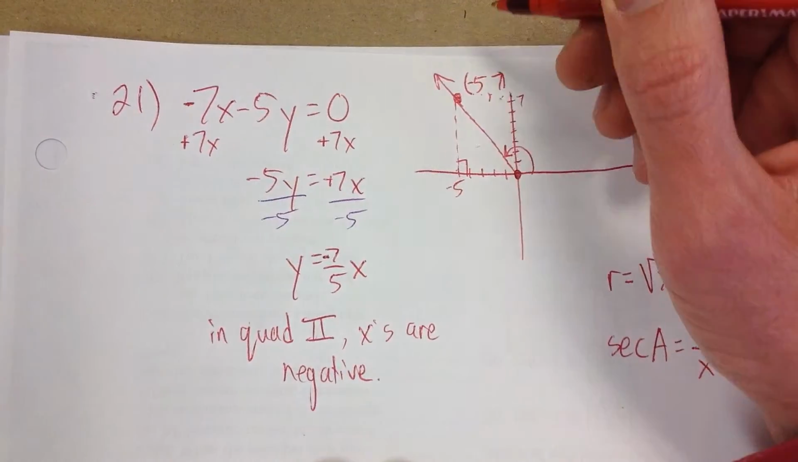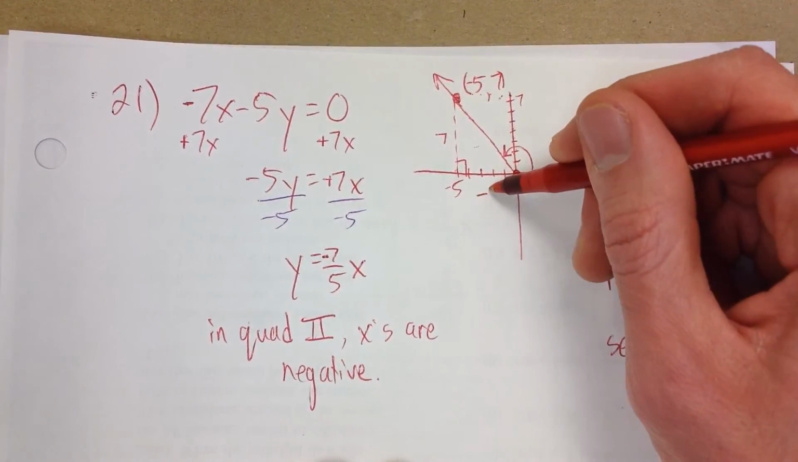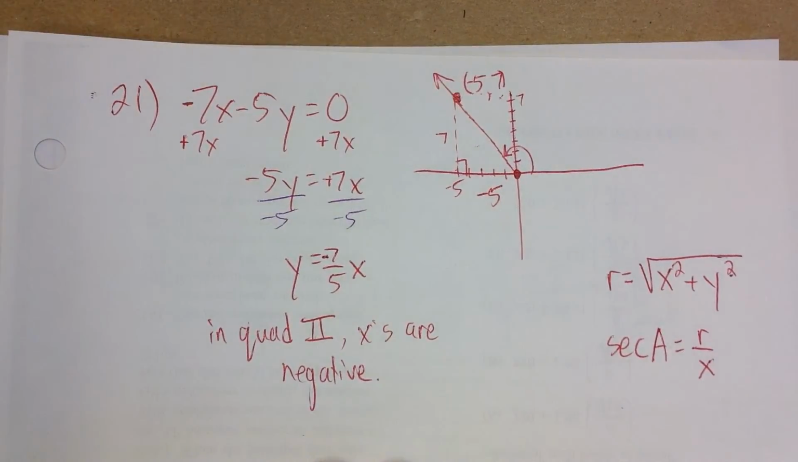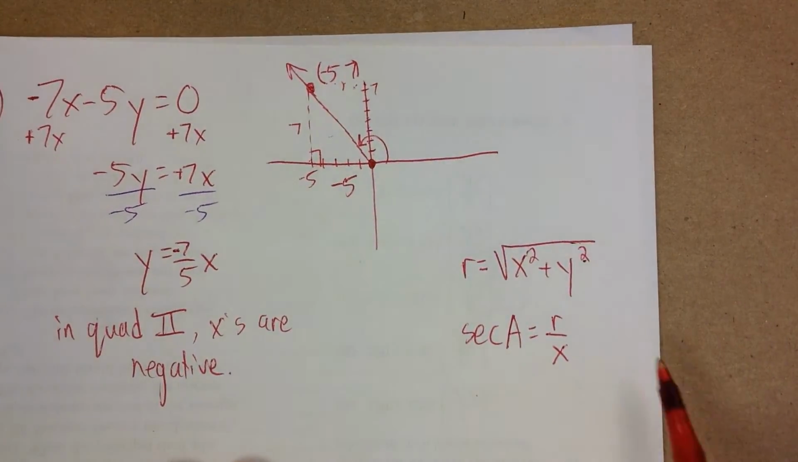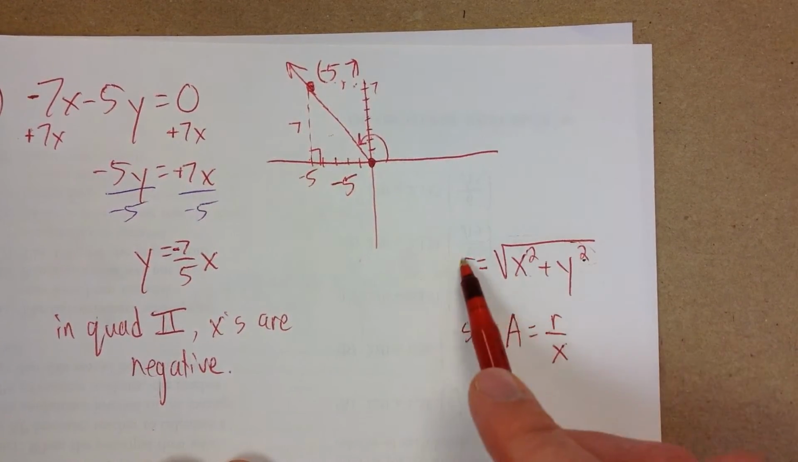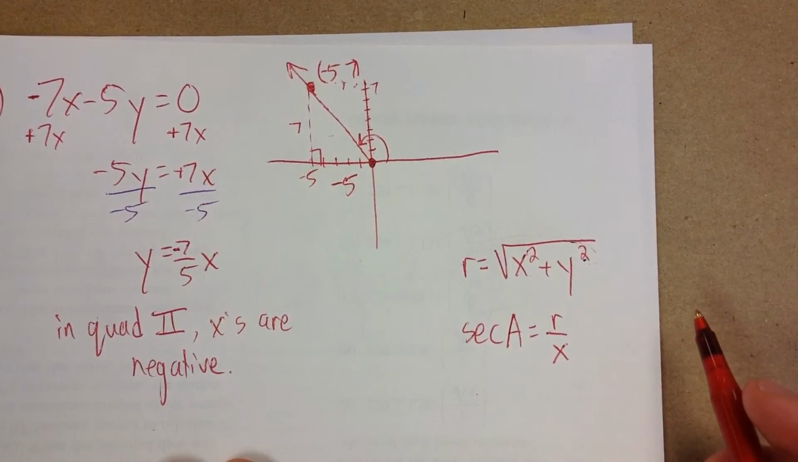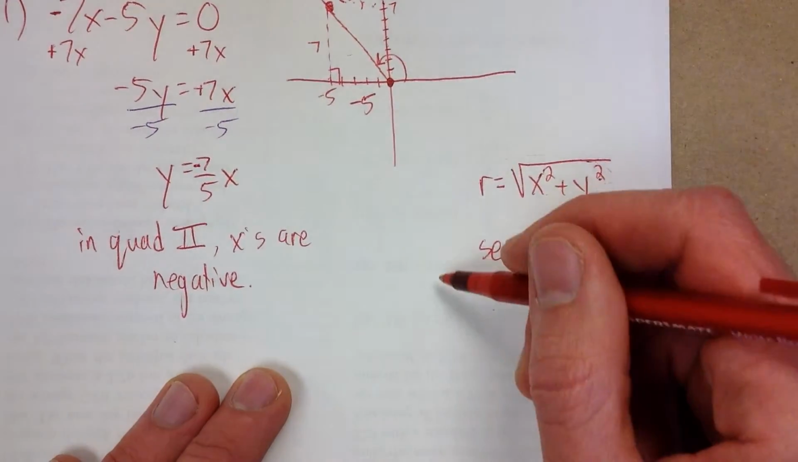Feel free to draw a triangle. This is going to be 7. This is 5, or if you like, -5. And as I said, since we're finding secant, and secant has the hypotenuse in it, we have to find r. And you can use this. This is the distance formula, or the Pythagorean theorem. It's easy. Just plug it in.